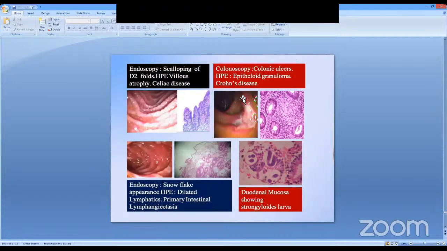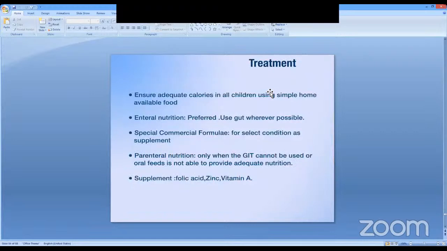Now I will show you some figures. This is an endoscopy showing scalloping of the second part of the duodenum. Endoscopy and histopathology showing atrophy of the villus indicates celiac disease. Now you see colonoscopy, there is an ulcer in the colon, and histopathology showing epithelioid granuloma indicates Crohn's disease. And endoscopy here showing snowflake appearance, and histopathology showing intestinal lymphangiectasia. These are dilated lymphatics indicating intestinal lymphangiectasia. Duodenal mucosa showing strongyloides larva. So you can see how important biopsy and histopathology are for diagnosis, in rare situations.